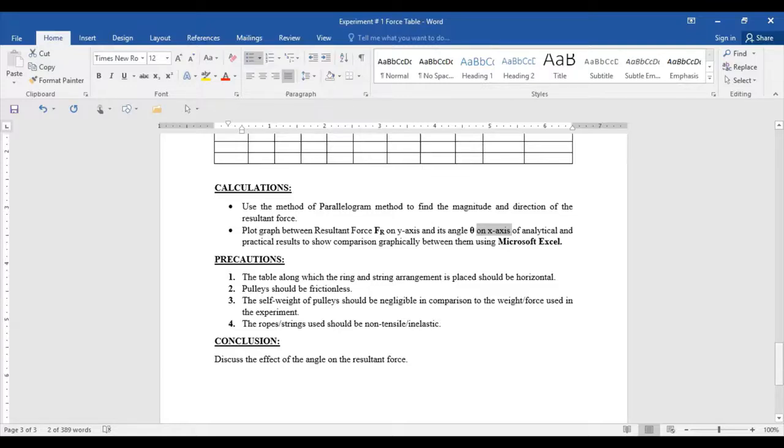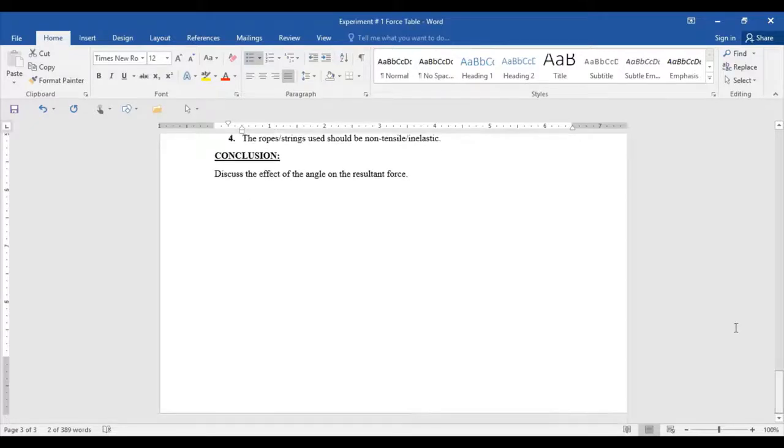For example, if the angle is increasing, is the resultant force increasing or decreasing? If the angle is decreasing, what is the impact on the resultant force, whether it is increasing or decreasing? So you have to discuss the graph in the conclusion. Next, you have to take three cases here.